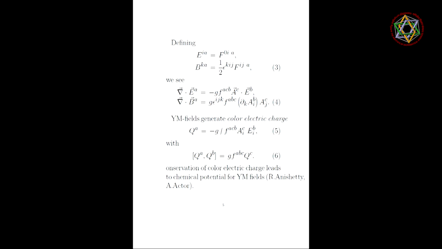The Yang-Mills fields generate color electric charge, Q^a, and the Q^a have an algebra generating the gauge transformation, and this introduces a chemical potential for Yang-Mills fields. There is no chemical potential for photons, but there is a chemical potential for the Yang-Mills fields because of this. In my understanding, this was first pointed out by our chairman of this session, Ramesh, and a little later by Alfred Actor.